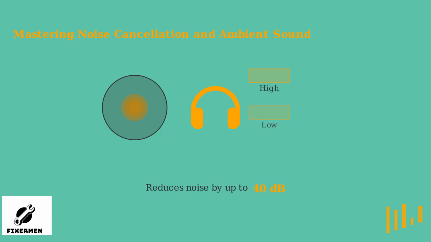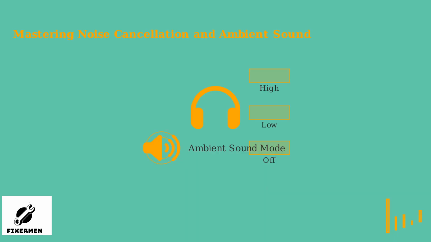You can adjust the intensity through the Galaxy Wearable app, choosing between high, low, or off modes depending on your environment and preference. For situations where you need to stay aware of your surroundings, such as walking outdoors or during conversations, ambient sound mode allows external audio to pass through. Some Galaxy Buds models feature adaptive ANC, which automatically adjusts the noise cancellation level based on your current activity and environmental conditions.